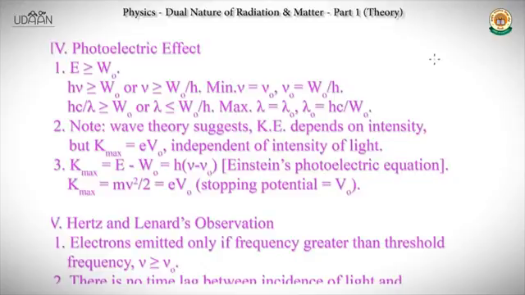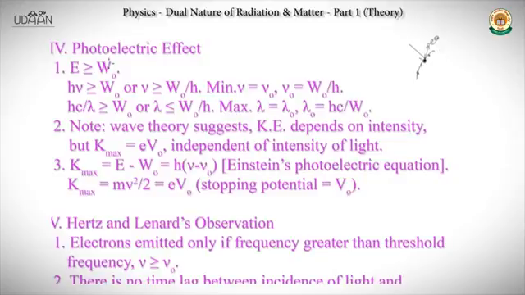Yeah, so here, if this is a metal surface, and if electrons are here on the surface, and if light of a certain frequency falls on the surface, this photon would give energy to this electron, and if this energy is more than the work function, this electron will move out. This is called a photoelectron, and this phenomenon is known as the photoelectric effect.